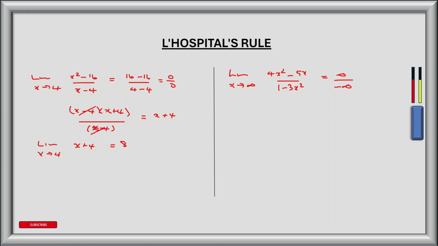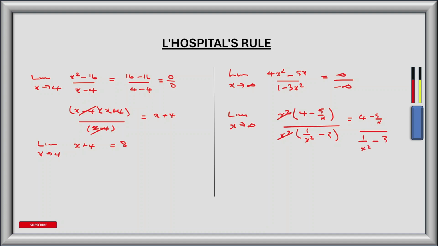Again, we could resolve this by looking at the limit as x tends towards infinity of, and then if we remove the x squared from the numerator, we get x squared multiplied by 4 minus 5 divided by x, and that would all be divided by x squared multiplied by 1 divided by x squared minus 3. So the x squareds would cancel out, which would leave 4 minus 5 divided by x, divided by 1 divided by x squared minus 3.